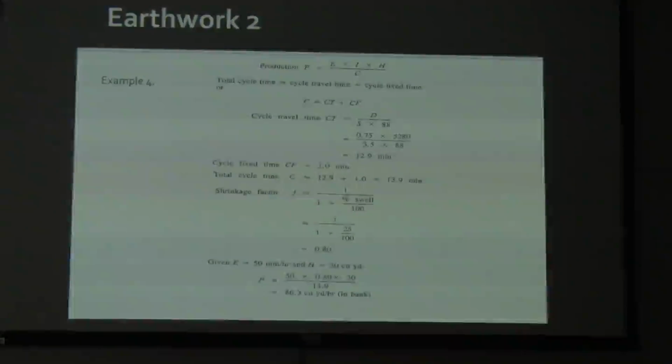That would give us a total travel time of 12.9 minutes. 12.9 minutes plus the fixed time of 1 gives us 13.9 minutes. Our shrinkage factor is going to be 1 divided by 1.25, or 0.8. So our production is going to be 50 times 0.8, which is our shrinkage factor, times 30, which is our heap capacity, divided by our cycle time. So the production will be 86.3 cubic yards per hour in bank, meaning in-bank soil.